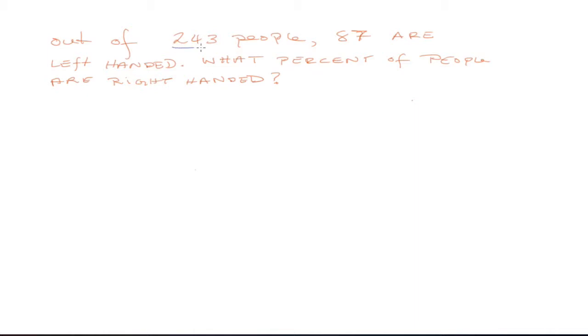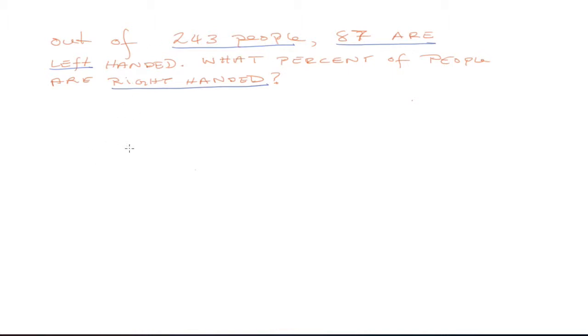So what we're given here is a total number of people and then a certain amount who are left-handed. What we're looking for are the right-handed people. We don't have that number. We have the left-handed, but lucky for us we can find it because there's only two types of people, left-handed or right-handed. Of course, we're not going to count the people who can use both hands and ambidextrous people. We're going to count just left and right-handed people.